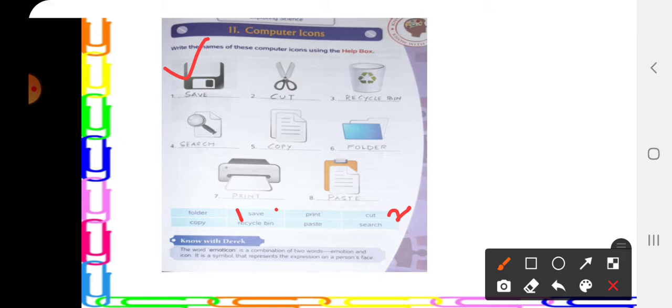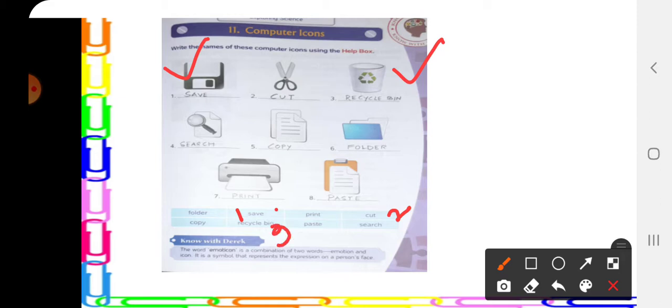Number 3 is, you can see the picture of a dustbin, a trash bin you can see, and in the computer that is also called recycle bin. Okay, so whatever you delete goes and gets stored in the recycle bin. So that is your number 3. So this is number 3.